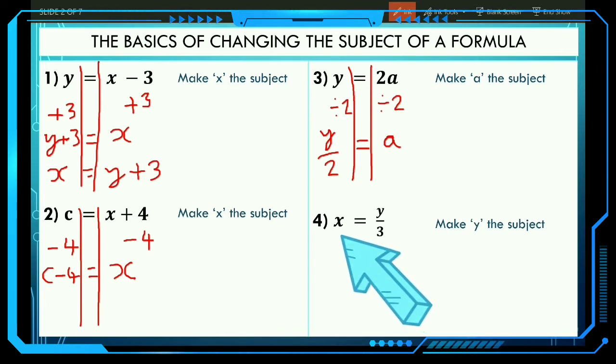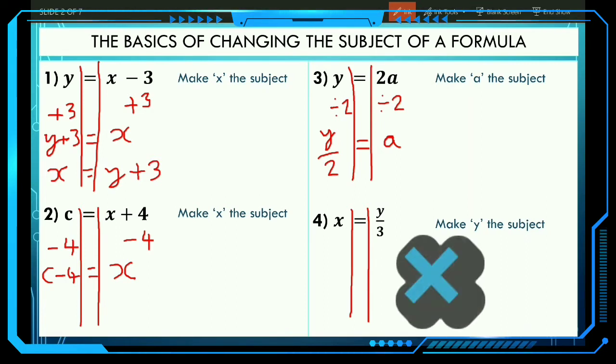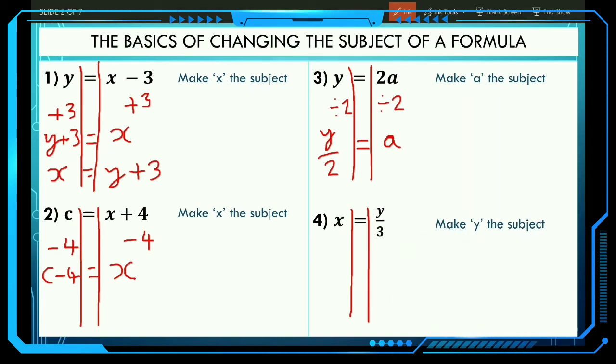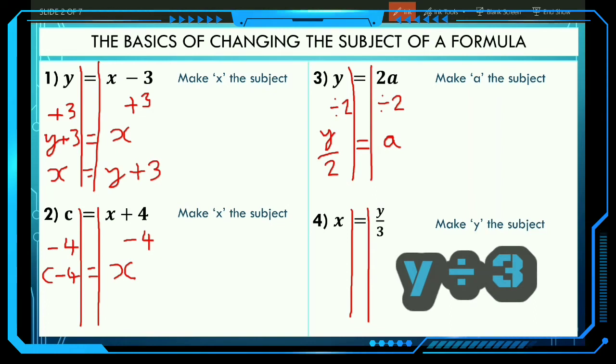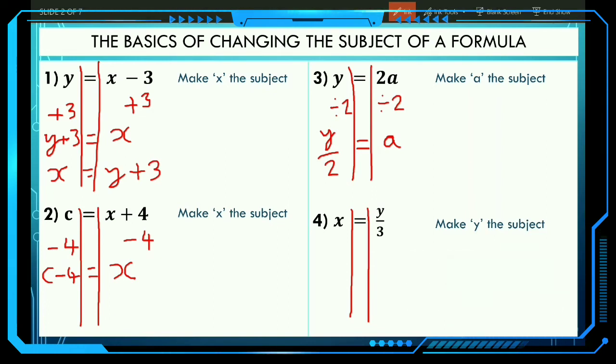Question number 4. Question 4 is the opposite of question 3. Here we have a division. So first thing I'm going to do is draw the lines. Now, the question says, make y the subject. In order to make y the subject, we have to do the opposite of division, which is multiplication. At the moment, y is being divided by 3. So what do you think we need to do now? What is the opposite of divided by 3? That's right, we have to multiply this side by 3.